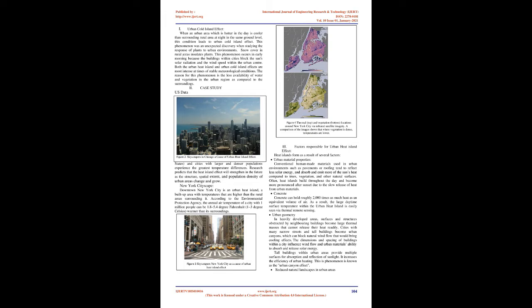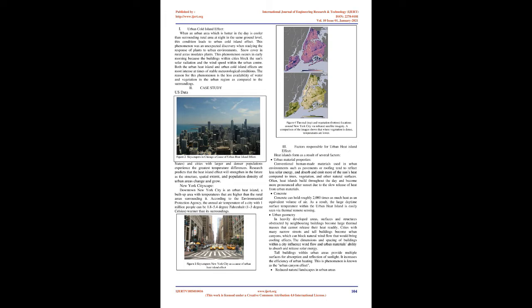2. Case study. U.S. data. A review of research studies and data found that in the United States, the heat island effect results in daytime temperatures in urban areas of 1 to 7 degrees F higher than temperatures in outlying areas and nighttime temperatures of 2 to 5 degrees F higher. Humid regions, primarily in the eastern United States, and cities with larger and denser populations experience the greatest temperature differences. Research predicts that the heat island effect will strengthen in the future as the structure, spatial extent, and population density of urban areas change and grow.